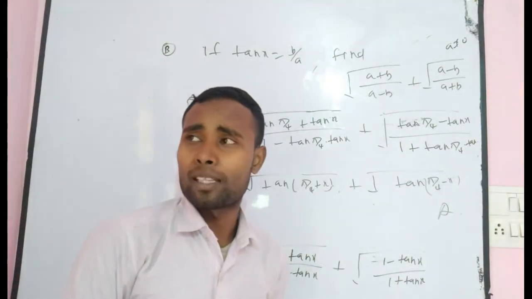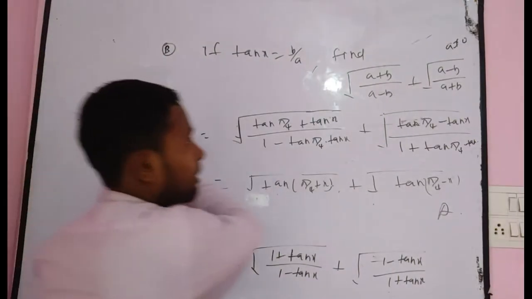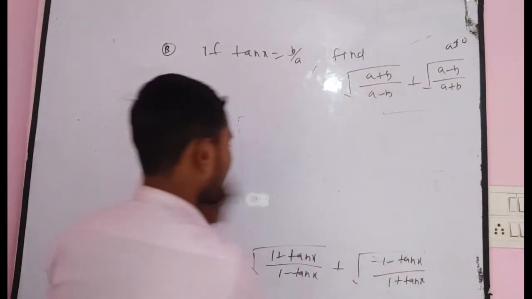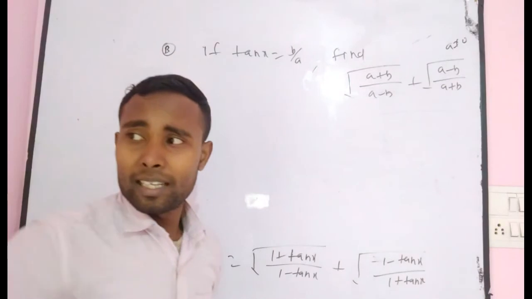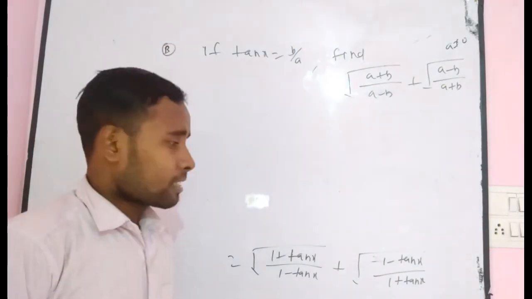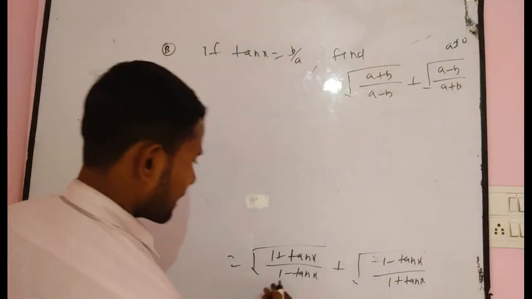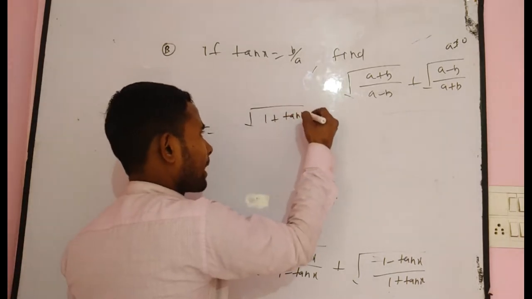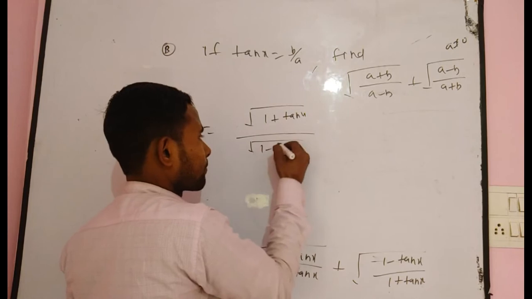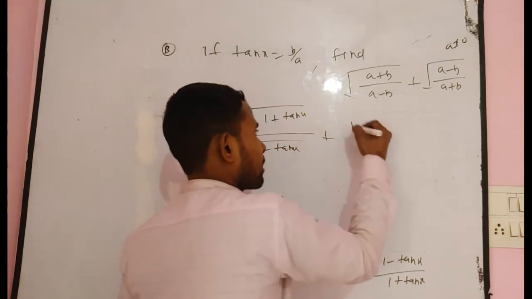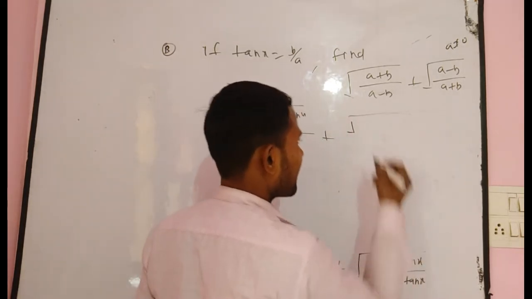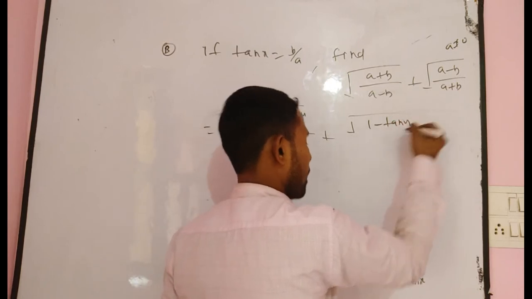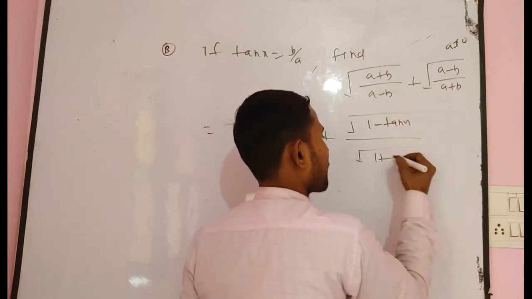But there may be another answer. So to get another answer, you can solve another way. In that case, you have to use simplification. Can you write it as under root 1 plus 10x divided by under root 1 minus 10x plus, above it, is equal to 1 minus 10x divided by under root 1 plus 10x?